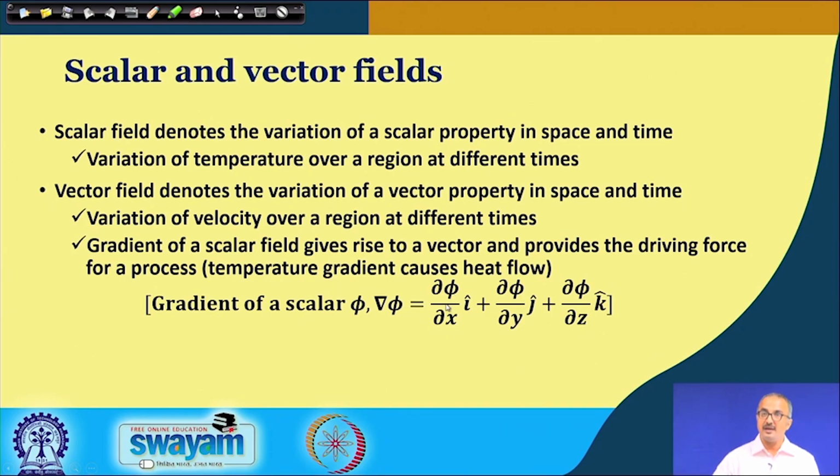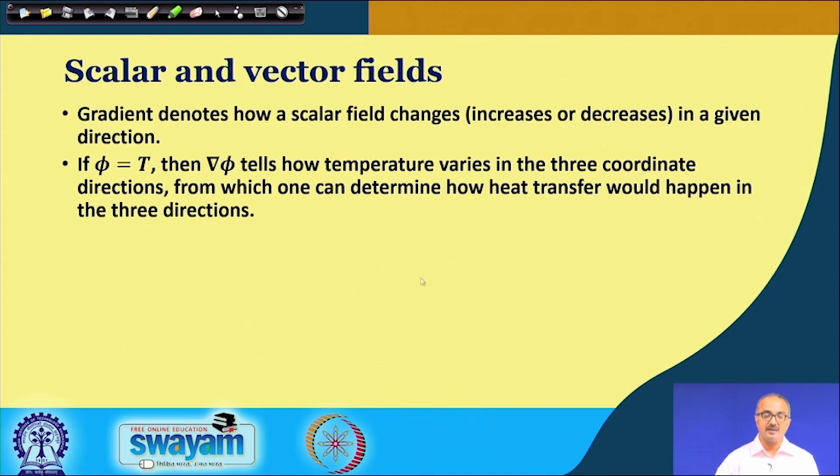Okay. Now, in practice, what it means is that the gradient denotes how a scalar field changes. It may increase or may decrease in a given direction. So, ∂/∂x means in the x direction how it is changing. It may be positive, it may be negative. Positive means it is increasing with increase in x, and negative means it is decreasing with increase in x.